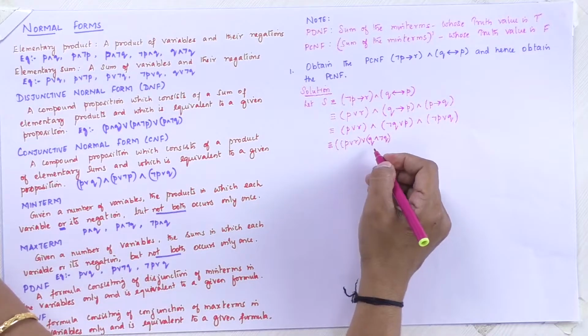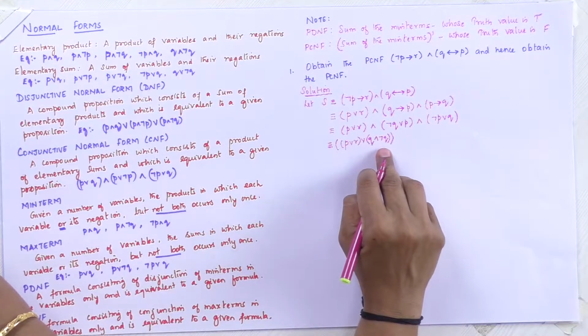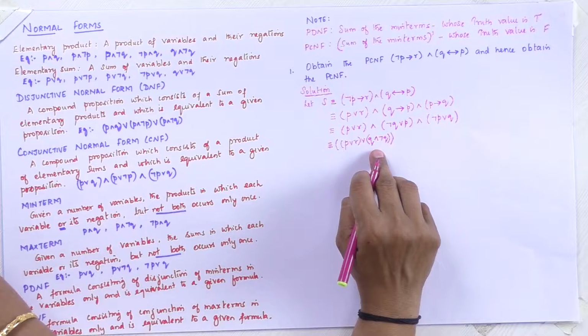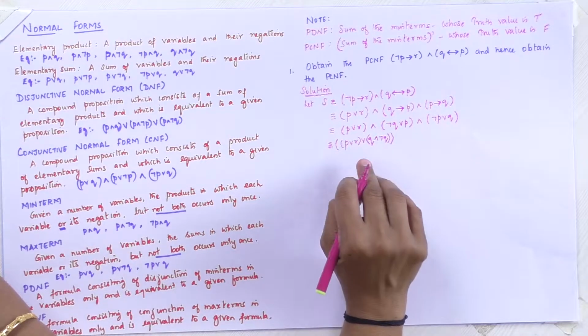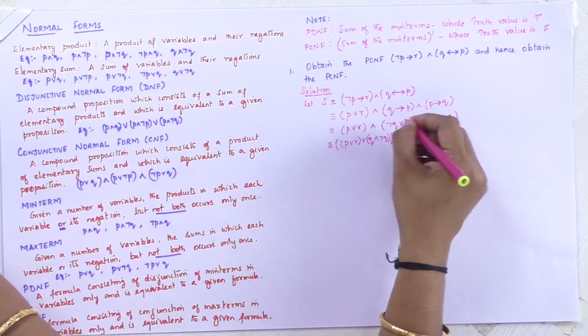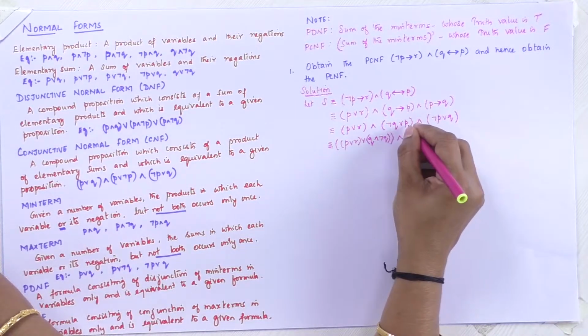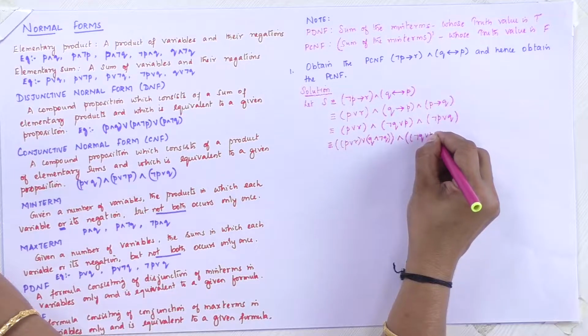So look at this now. What do we get? Q and negation Q, what is it? It is F. The F value is only 0, and 0 plus anything will give you that value. So therefore this is not changed, this is not altered. Fine. In a similar manner, I will have to do the rest. So this is negation Q or P that I have.